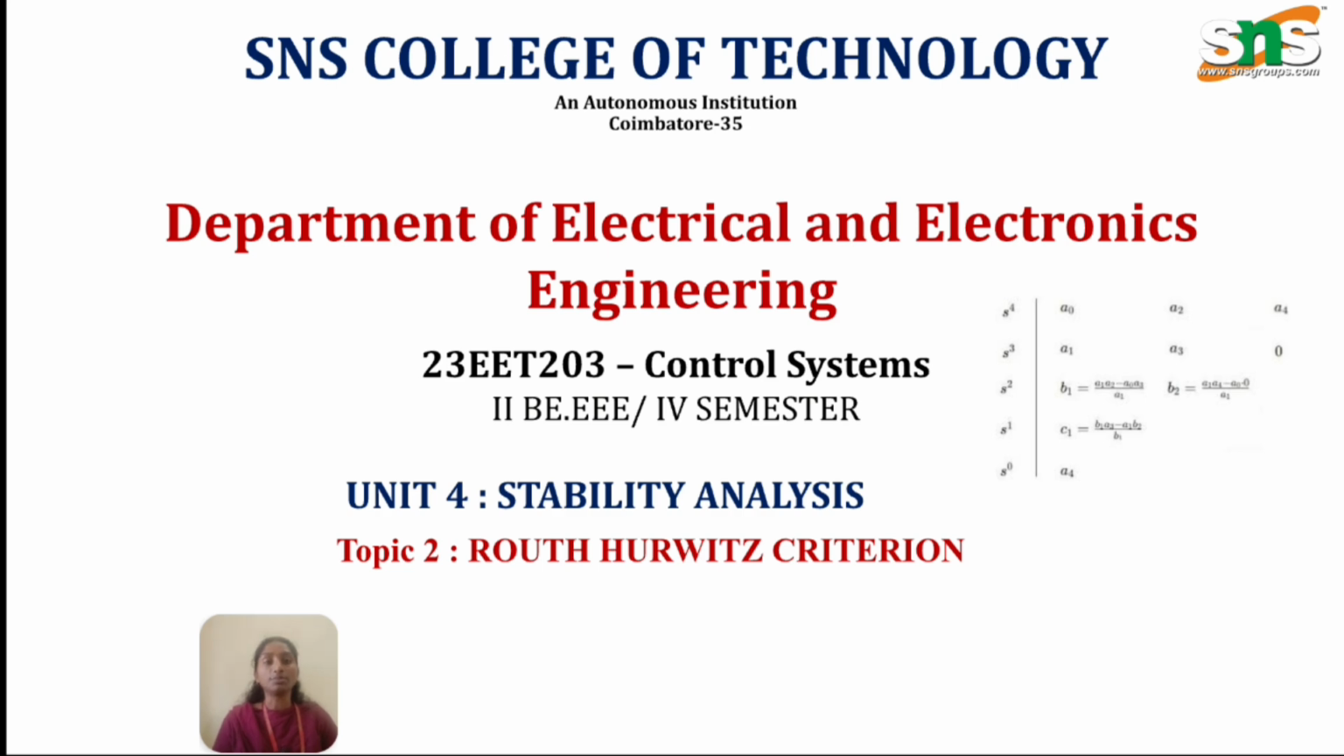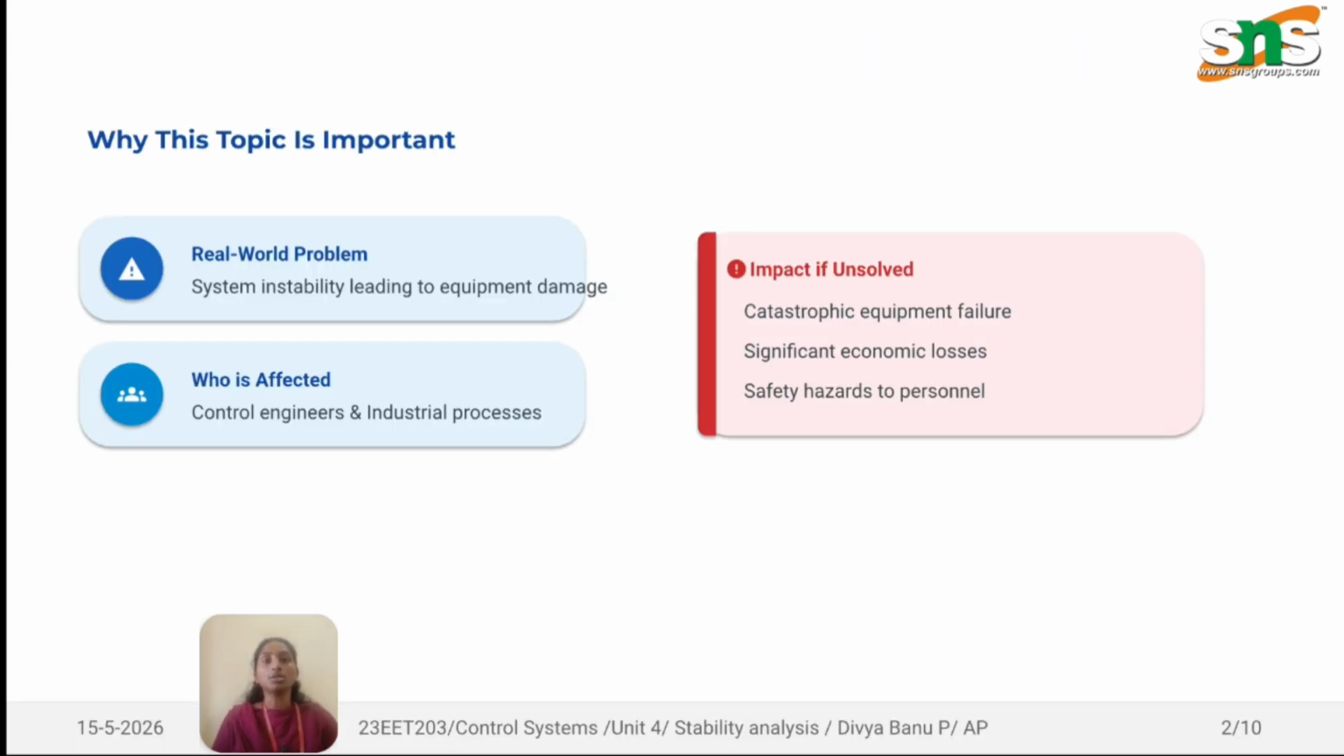So Routh-Hurwitz means we will form an array-like structure with the highest power of the given equation. Before going into this topic, why this topic is very important: when we come to the real world problem, system instability leads to equipment damage. So stability is very important, because when it is unstable, it leads to equipment damage.